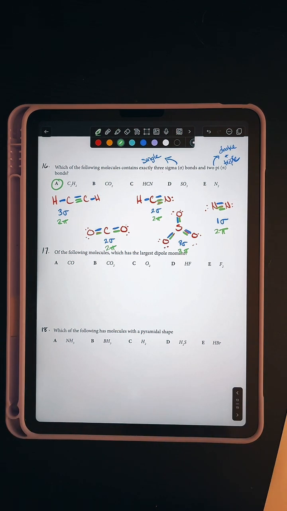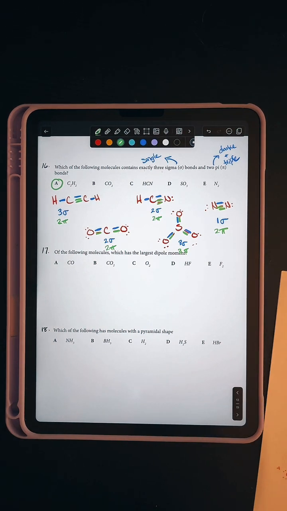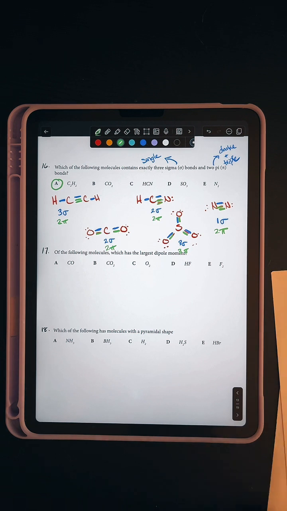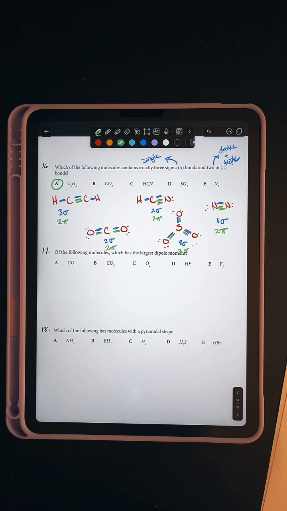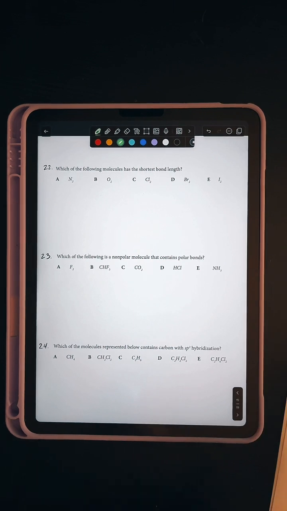All right, I know I said 9:15 Eastern was when I was going to stop. I want to go over just a couple more here. Let's talk about number 22.